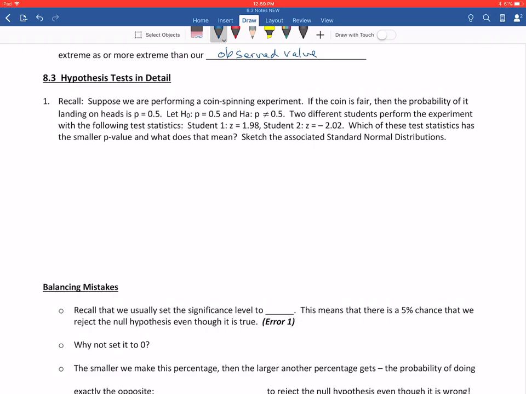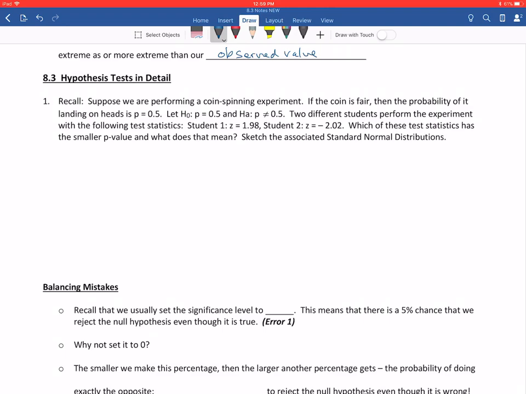Okay, so let's suppose we're performing a coin spinning experiment. If the coin is fair and we spin it, then the probability of it landing on heads should be 50%. So we're going to let our null hypothesis be that it is fair, that the probability of getting a heads would be 50%, and our alternate is going to be that it is not fair, or that we would get something other than 50%.